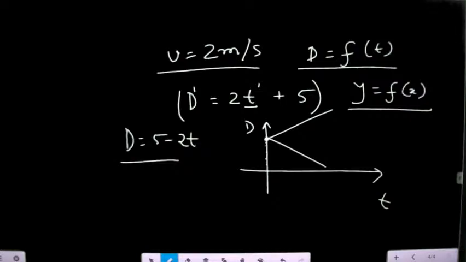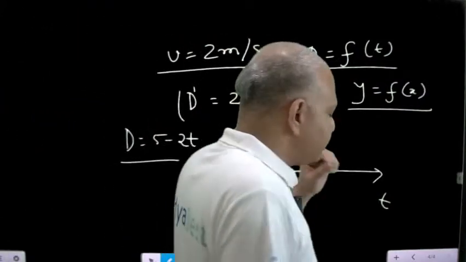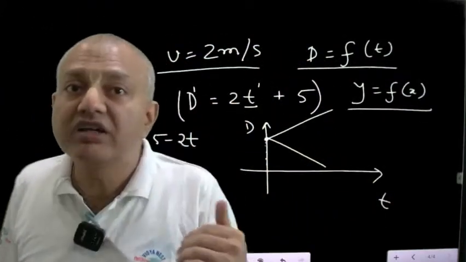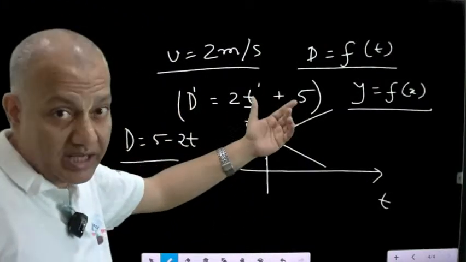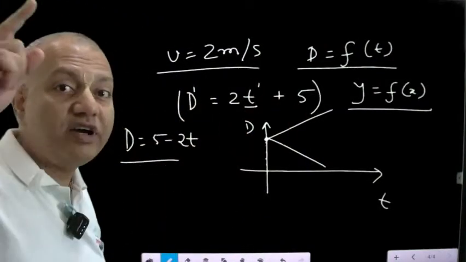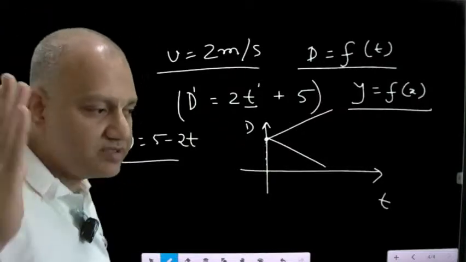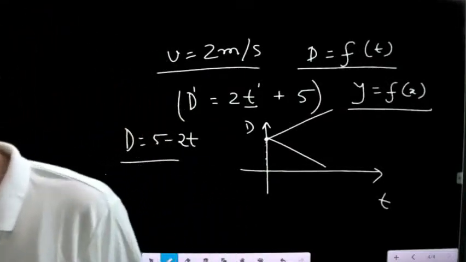Okay, understanding my point. So we have seen the limit, we have seen the mathematical function. These are linear functions. We can have a lot of non-linear functions, curved functions. We will see that. Okay, fine, very good.